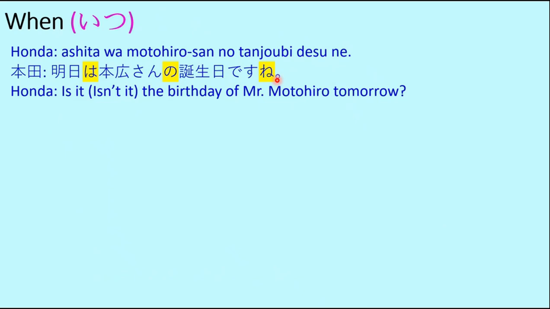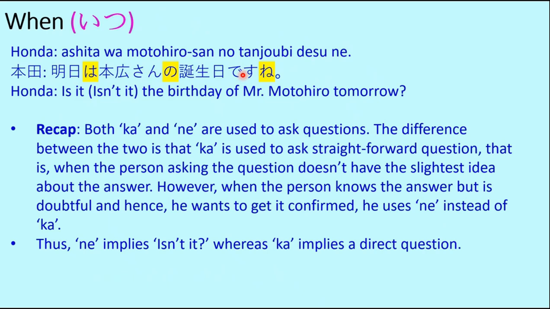Now before we go ahead with the answer, let's have a quick look at why here ne is used instead of ka. We could have used Ashita wa Motohiro-san no tanjobi desu ka. Instead of doing that, Mr. Honda has asked, Ashita wa Motohiro-san no tanjobi desu ne? Let's see why that is.